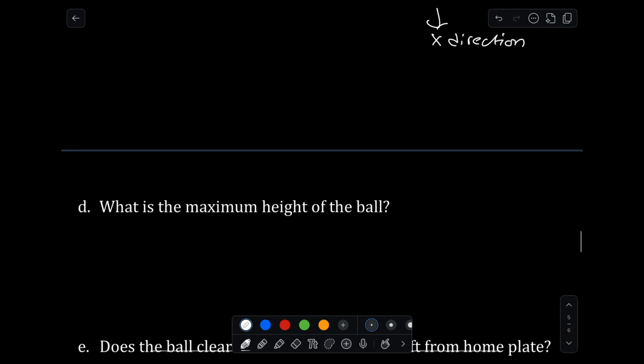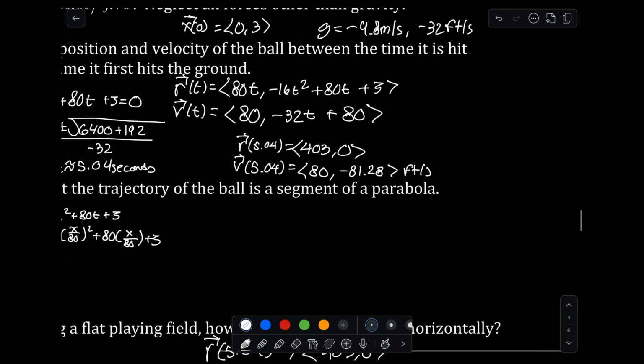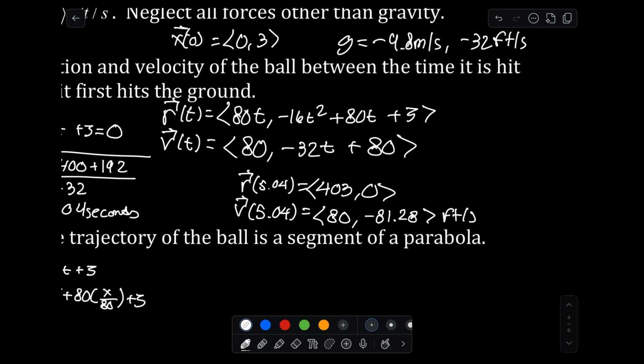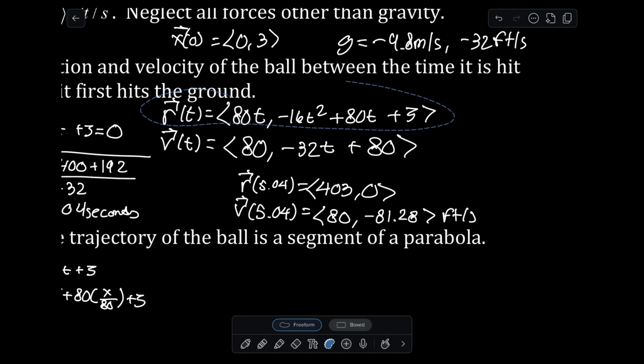The maximum height of the ball, this is like a standard Calc 1 question where we're given the position function, and we're supposed to figure out when, we're given the velocity function, we have to figure out when the position is at its max, right? So if we know that this is our position function, actually let's just take our velocity function, because I just realized we have that here.